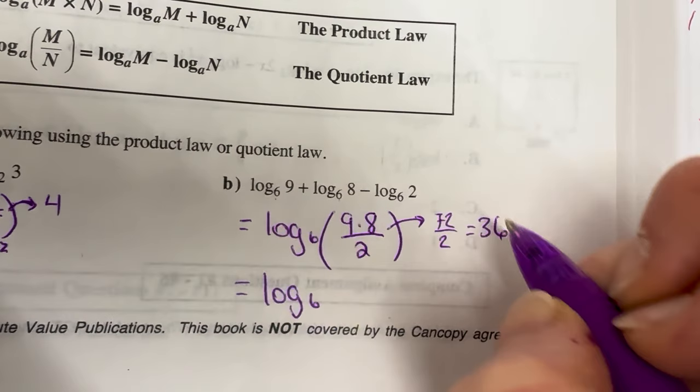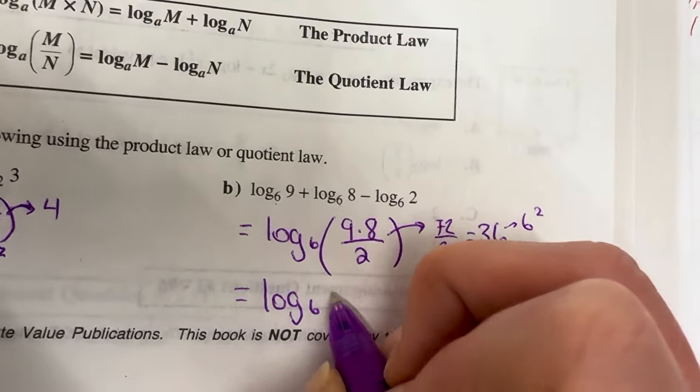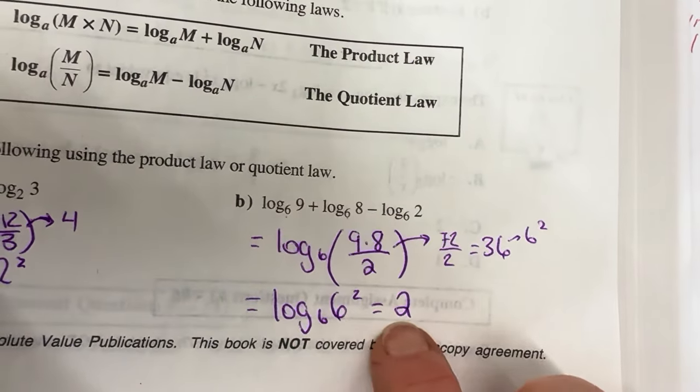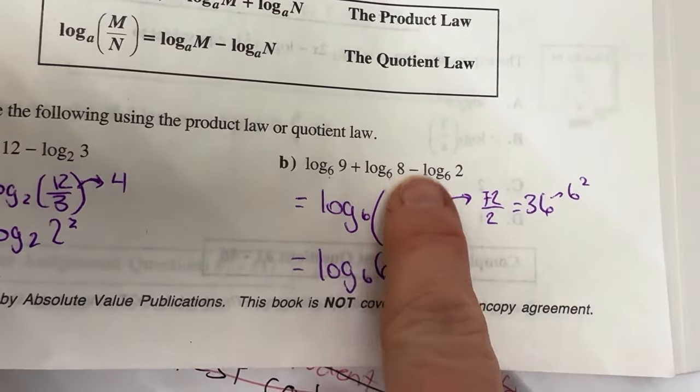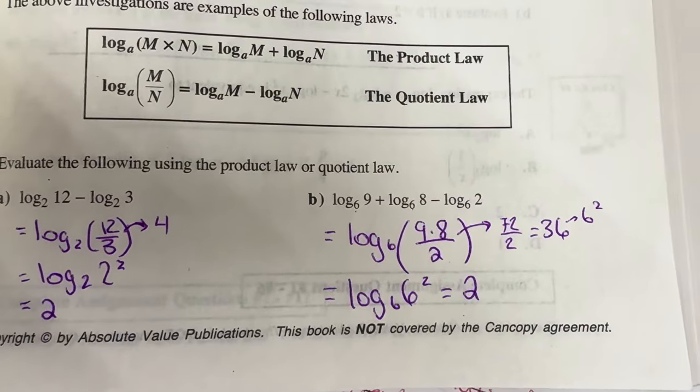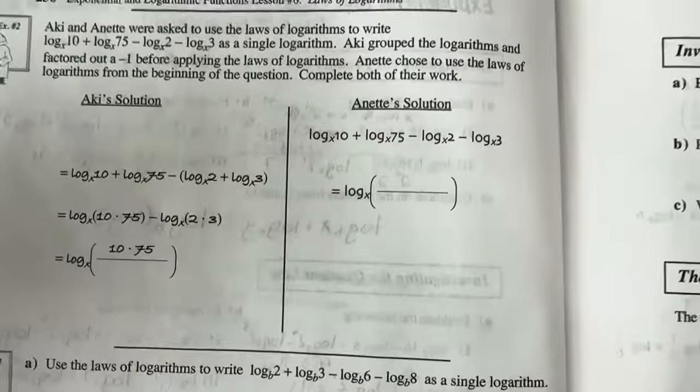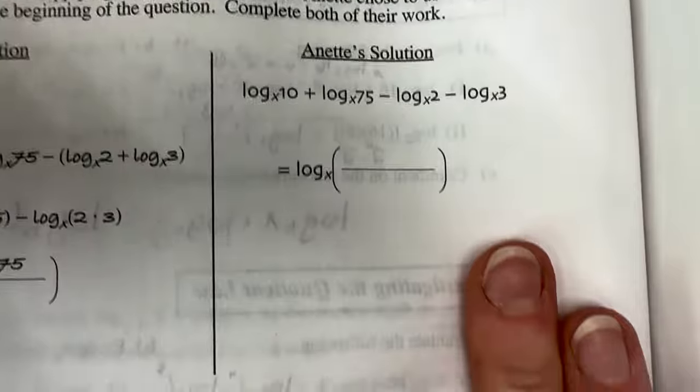Okay, and then 36 is 6 squared. So I would write it like this and just say 2. Okay, so we evaluated those logs with the laws. Okay, over to page 236.